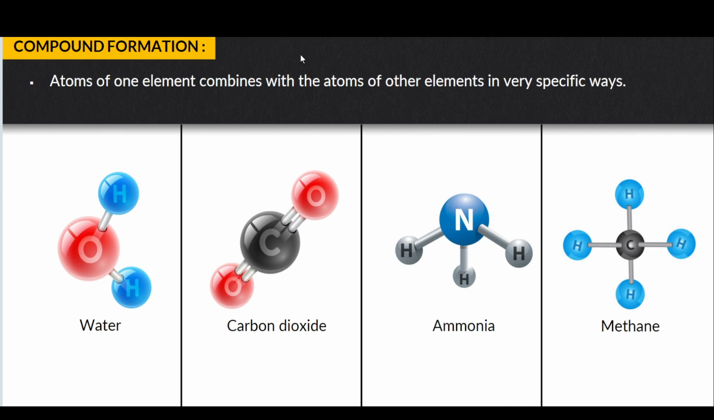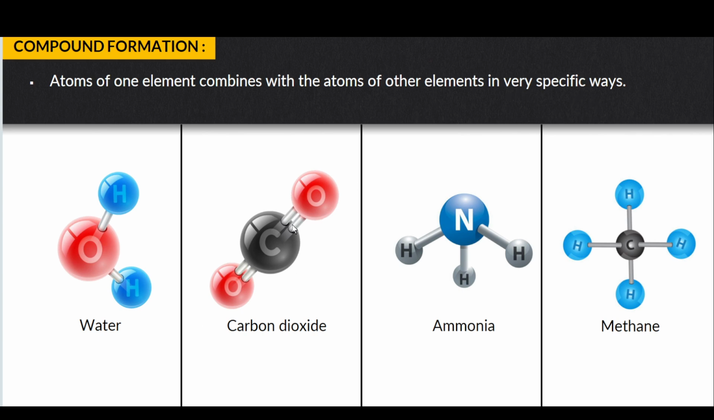So here, compound formation: atoms of one element combine with atoms of another element in very specific ways. In very specific ways means the ratio of the elements should be specific. For example, if two atoms of hydrogen combine with one atom of oxygen, it forms water. But if I change the number of atoms of any of the elements, it will form a different compound. So the ratio should be specific. That's what I meant by specific ways.